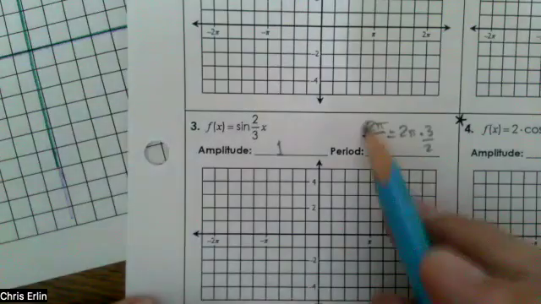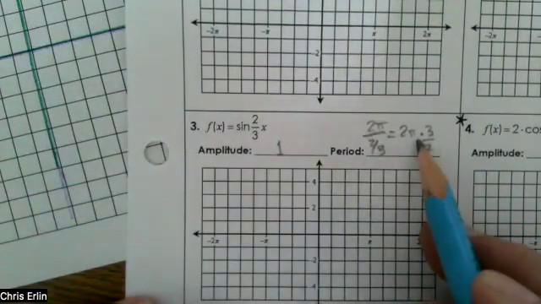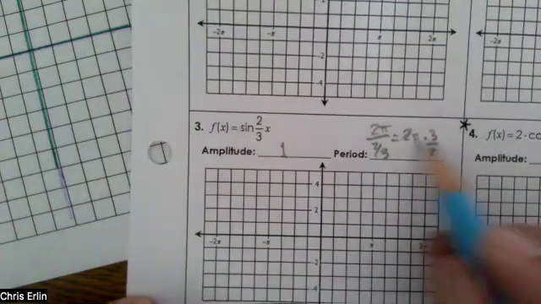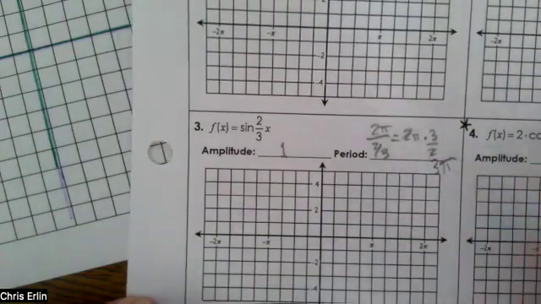In other words, I copy the top piece. Instead of divide, I change it to multiply, and I flip this fraction. And now those cancel. I'm left with 3 pi. That's not going to be so good because I can't even fit that on here.